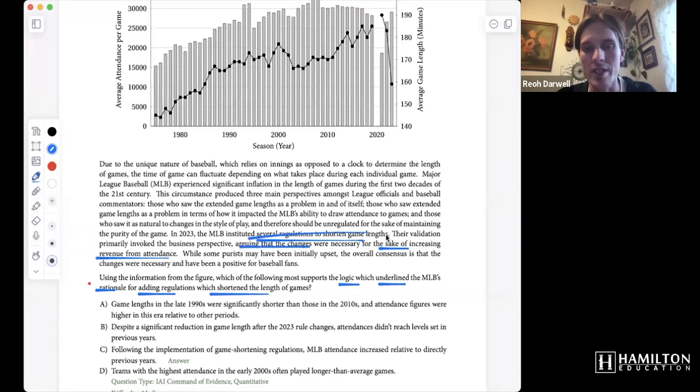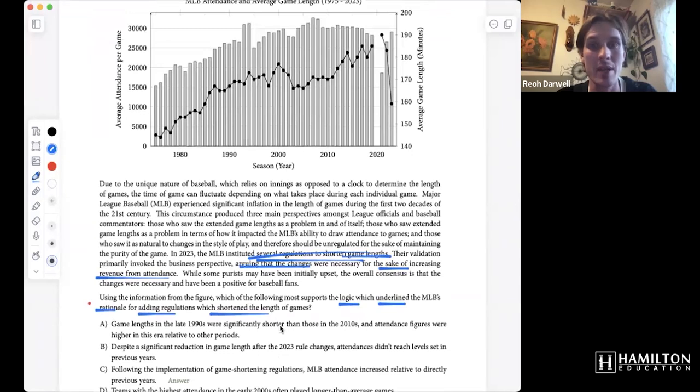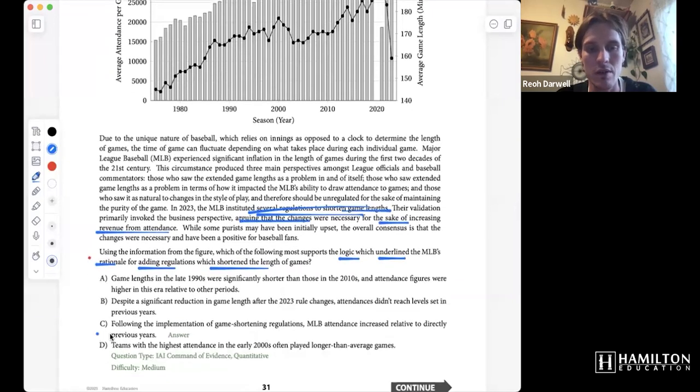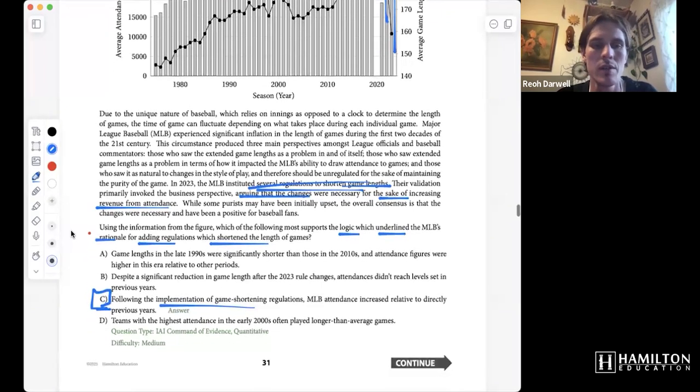So we want to say which one shows that more people are coming to the game now that we have shorter games. Well, C. Following shortening regulations, which took place right here, as this goes down, attendance has gone up, all right? So that's a pretty clear support, okay?